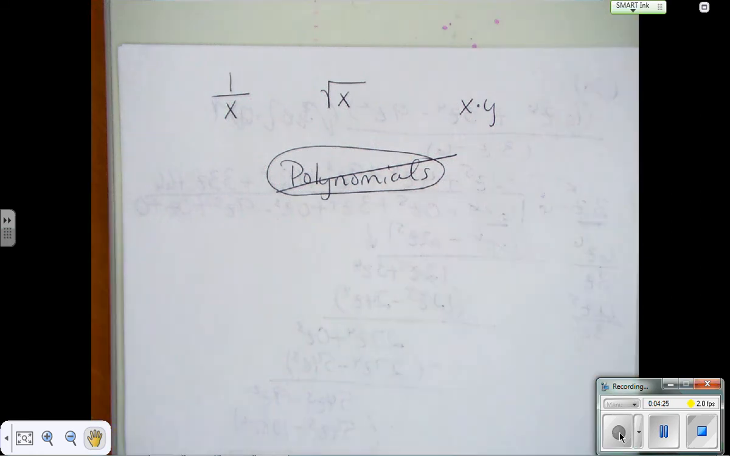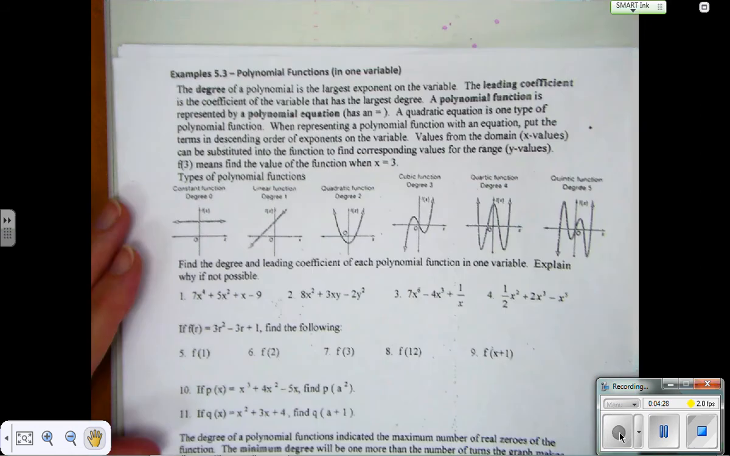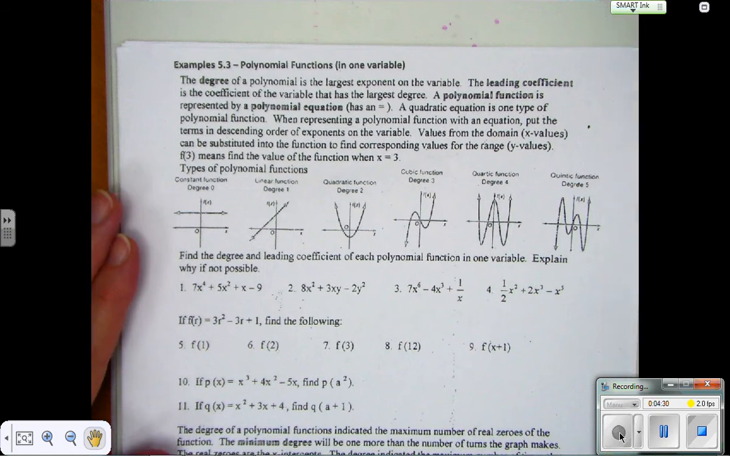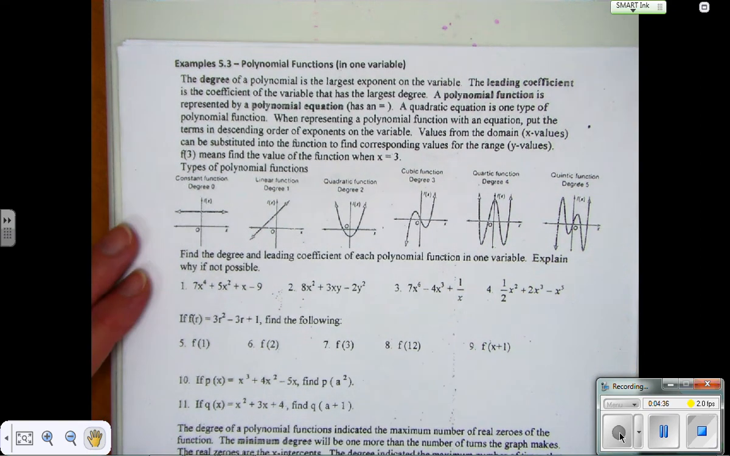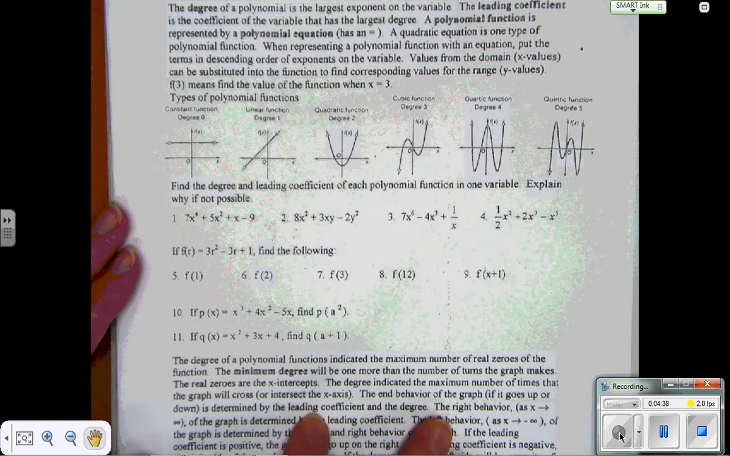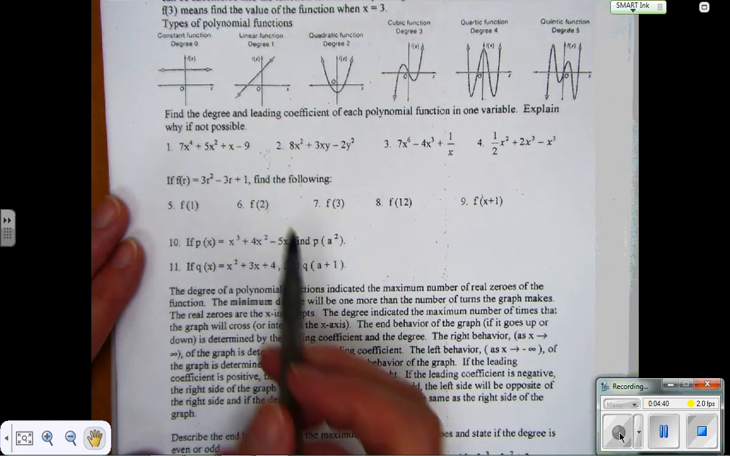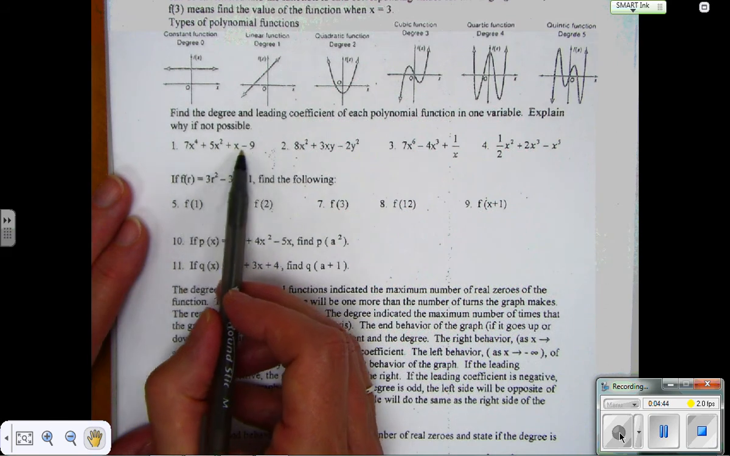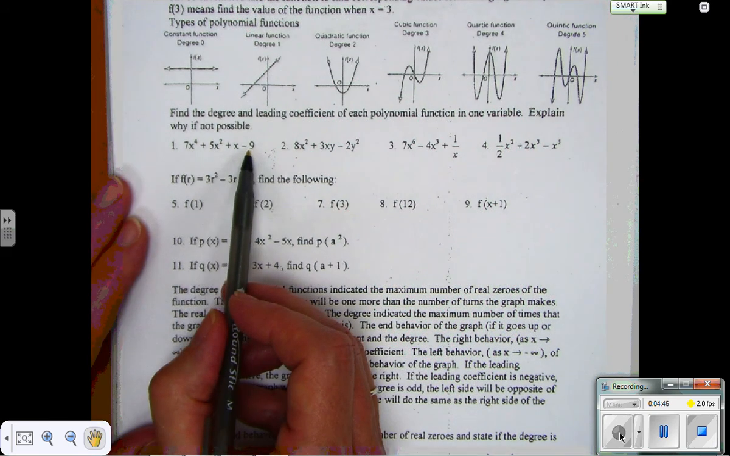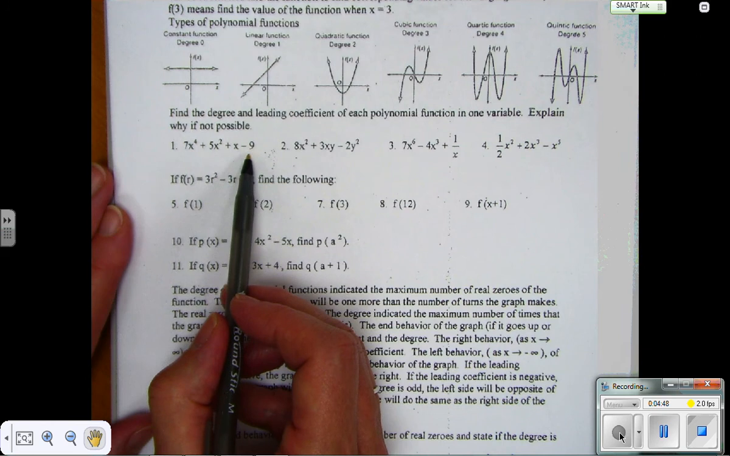So as we're looking at this first part, find the degree and the leading coefficient of each polynomial function in one variable. Explain why, if not possible. So first you want to look through the equation or the expression and see if it's a polynomial. So like on the first one, there's no x's in the denominator, there's no x's in radical, there's not an x and a y multiplied together.